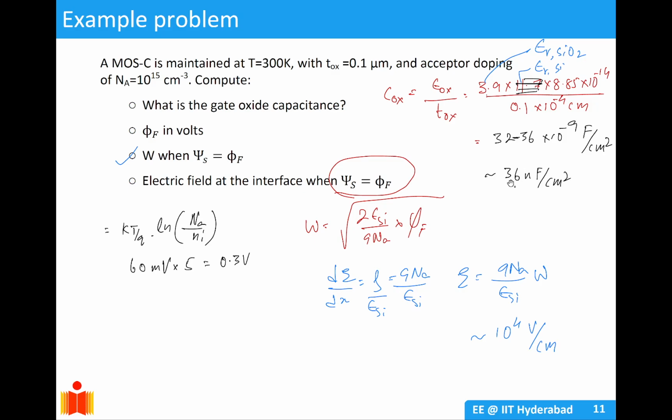It comes around 36 nanofarad per centimeter square. Then phi f you can calculate as kT by q times ln(Na by Ni), which will come out around 0.3 volts. Now W you can calculate as square root of 2 epsilon Si phi f by q Na, and then the electric field you can calculate by q Na W by epsilon Si.